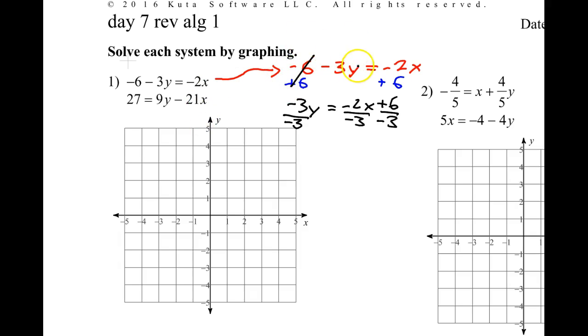So same things we've been doing all week. You're always going to try to get y by itself. That means we need to get rid of a -6 by adding 6. Get rid of a -3 by dividing by -3. So if it has a variable with it, you're dividing. Otherwise, you add or subtract. Always starting with adding, subtracting first. Right? So this should look familiar. And then simplify the double negatives and the fraction.